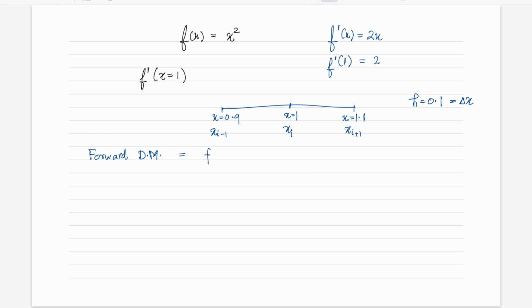what I'll end up getting is, I'll write in the way that we have looked at in the class. So it becomes df over dx at the point i, it is equal to f of i+1 minus f of i divided by x of i+1 minus x of i. So it becomes 1.1 square minus 1 square divided by 1.1 minus 1. So if you will evaluate this, this will come out to be 2.1.